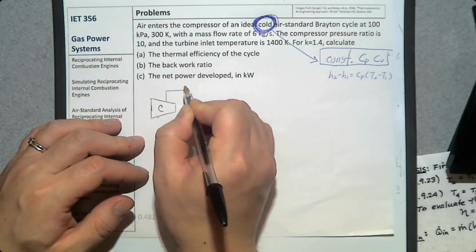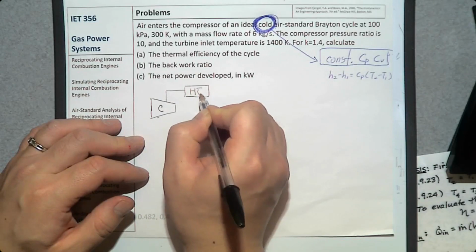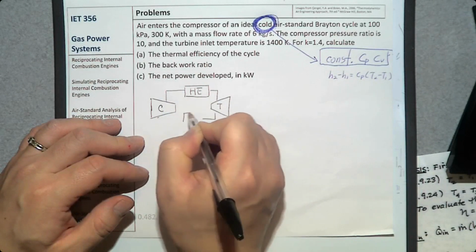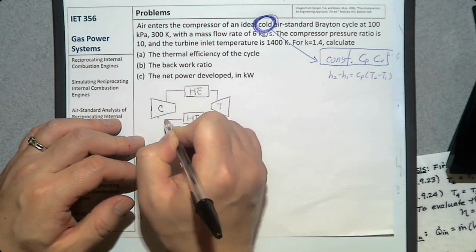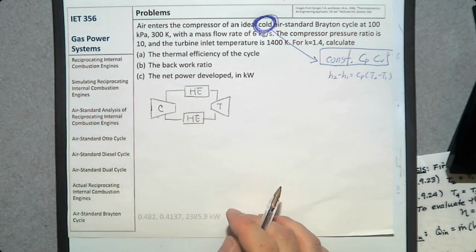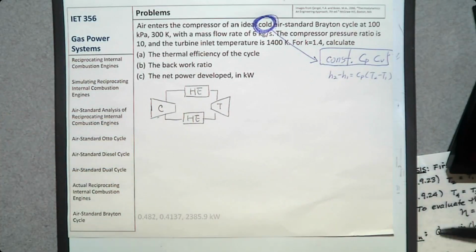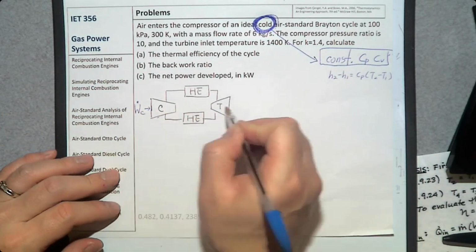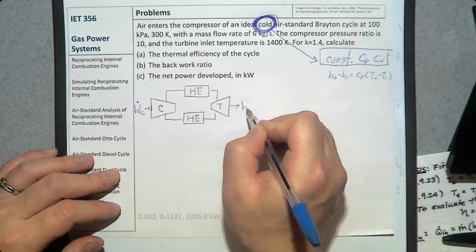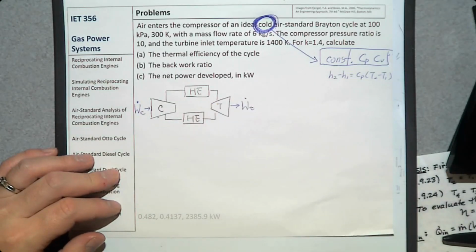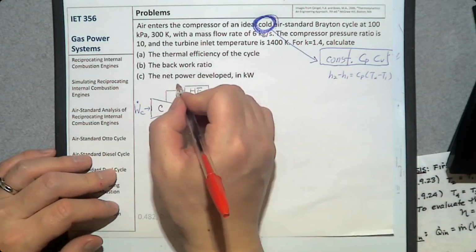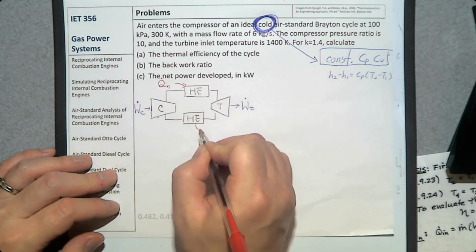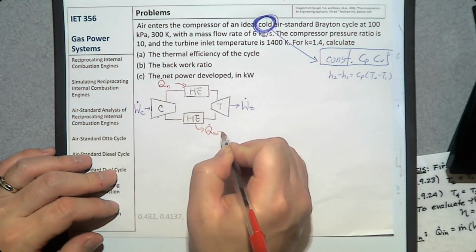And we have a heat exchanger, and we have a turbine, and we have another heat exchanger. This is the simplest Brayton cycle. We provide compressor power, W dot C. It produces turbine power. There's heat transfer into this heat exchanger, and there's a heat rejection, Q dot out.